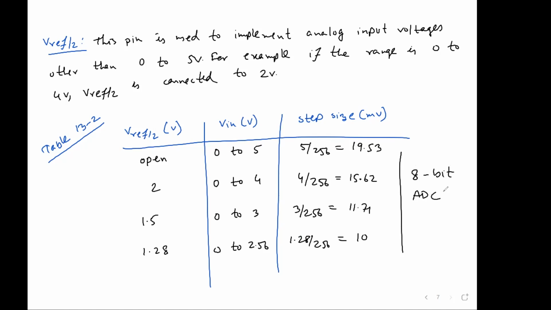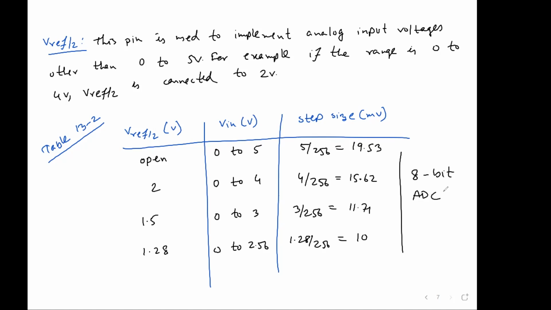The last pin we have are D0 to D7. These are the digital output pins, which may be connected to any device according to the user. The only thing to remember is that the D7 is your MSB, while D0 is your LSB. And that's the end of your pin description of ADC0804 chip. So if anyone has any question, you can ask.